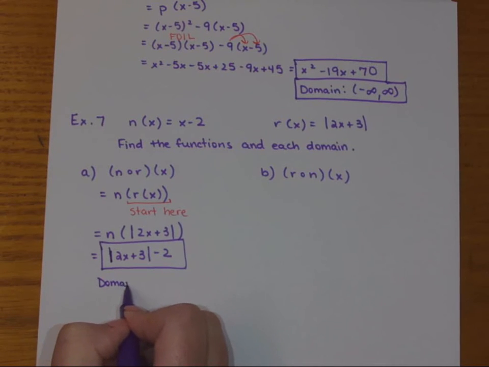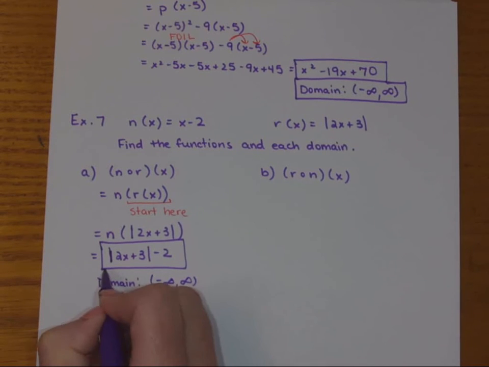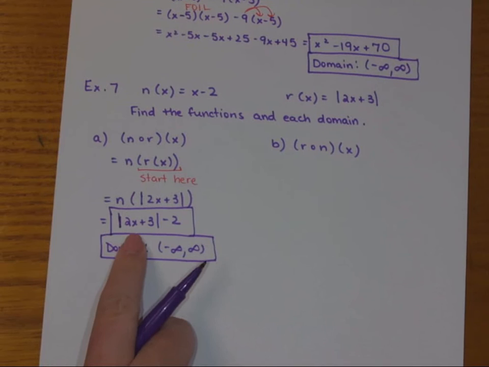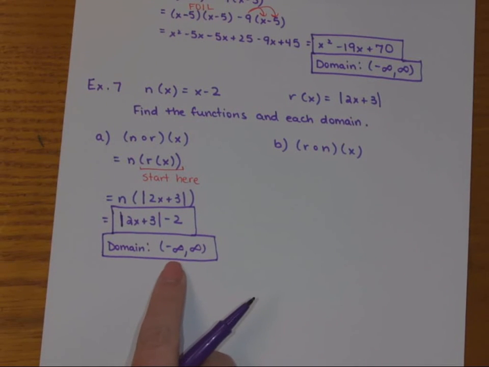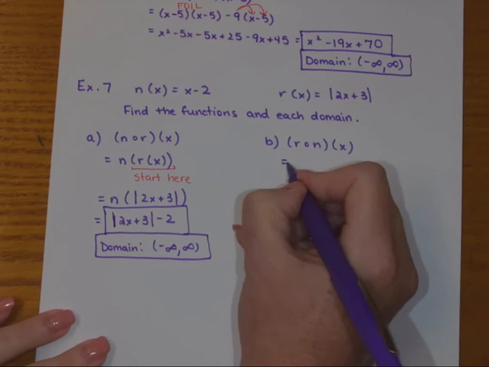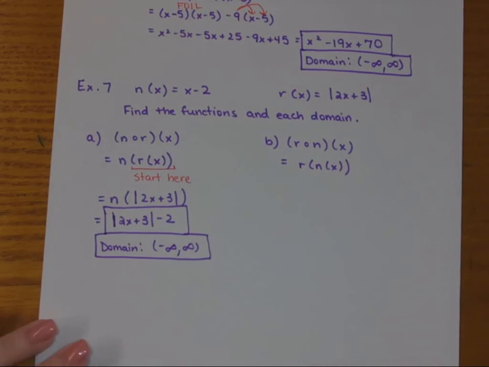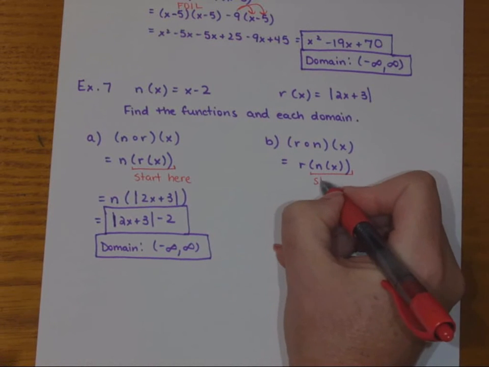If I ask you to find the domain, remember there are no restrictions on x. There might be some restrictions on y. In other words, the answer will only be a positive something minus 2, but that's not describing what happens to x. x can be anything at all. We can plug in anything we want for x. So the other side is not the same, because on the other side, we're not going to start with r, we're going to start with n.